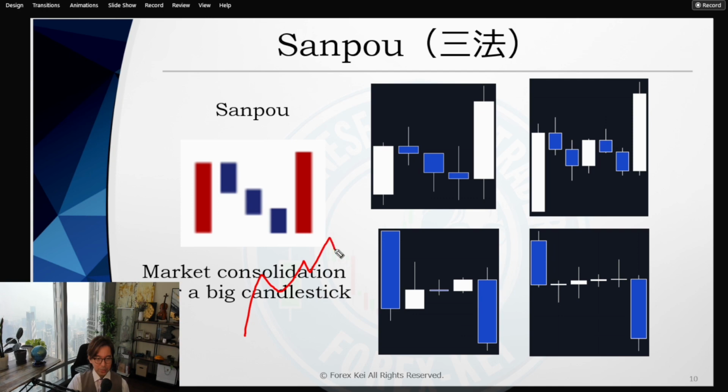The market has been bullish, and then there was a bullish candlestick, and then it consolidated for the next 3 candles, and then the last candlestick broke the previous consolidating market, and then this is the new uptrend. And when it's downtrend, it's vice versa. You have a big bearish bar, and then the market consolidates in the next 3 candles, and then breaks bearish, and most likely the market continues to be bearish after this candlestick. So this is a typical Sanpou.